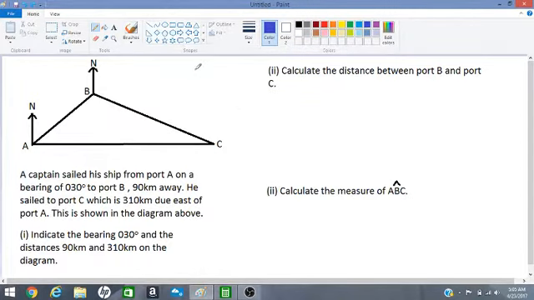Remember that our bearing begins in the north direction and it always moves clockwise in this direction. Okay, this is how we measure our bearing. So let us indicate that starting from the north direction, the bearing was 30 degrees. Let's put in the arrow to show that we know which direction we are moving in, clockwise. And the distance 90 kilometers is the distance between A and B, so we could write that here on the inside. 90 kilometers. Could also indicate the distance with arrows.